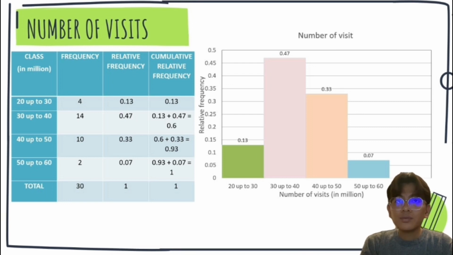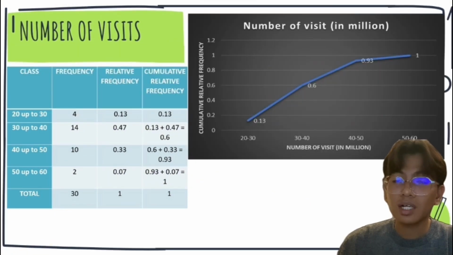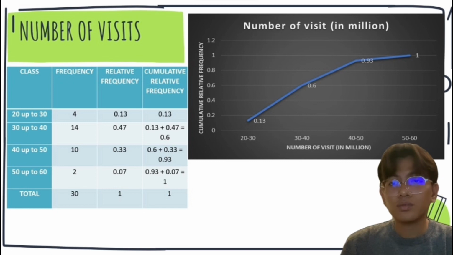For the relative frequency, we just divide the frequency by the total number of observations. Besides the table, we have the histogram graph for relative frequency. As we can see here, the highest value is on 30 up to 40 and the lowest is on 50 up to 60. This is the cumulative relative frequency graph for number of visit that we extract from the table.